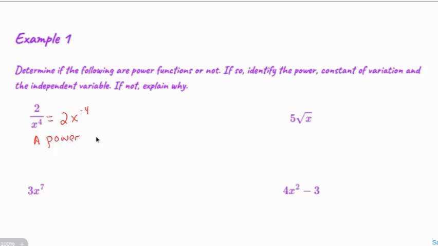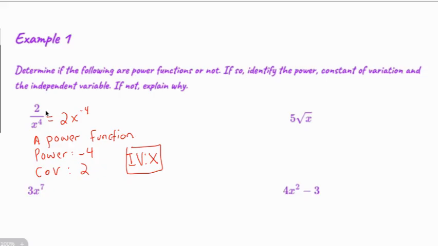So things we were excluding before for polynomials are now being included in the power function family. So identify the power. The power is negative 4. The constant of variation, I'll say COV, is the 2. And then the independent variable, well, that's less exciting. That's just x. So we'll say that is our ironclad answer for all of those, and we won't touch on it again.